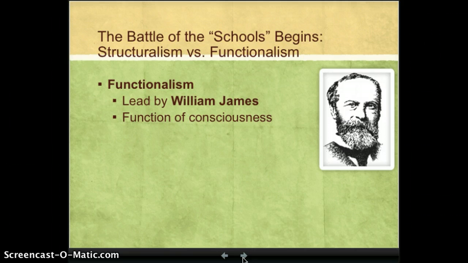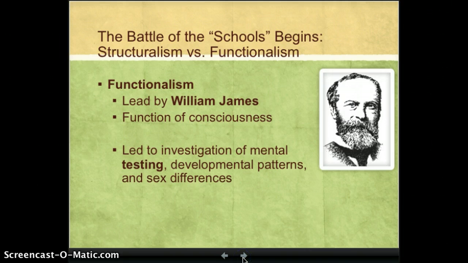And the way that he studied consciousness was with testing large groups. So he created the field of mental testing, which today we call psychometrics. He would get large groups of people together and he would give them all the same test, and then he would try to figure out why some people were different from others. He also encouraged research in developmental patterns, so how we develop and change over time. He also looked into sex differences or differences between men and women.